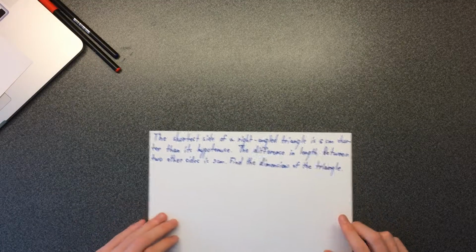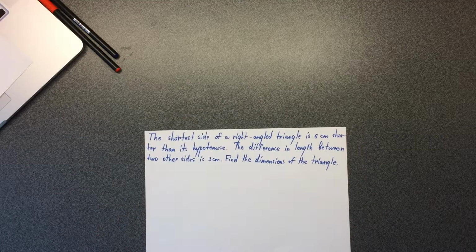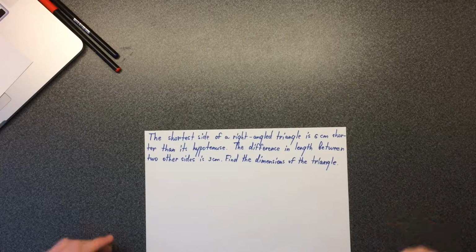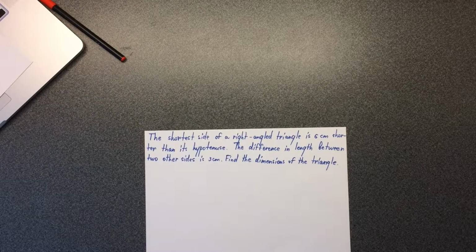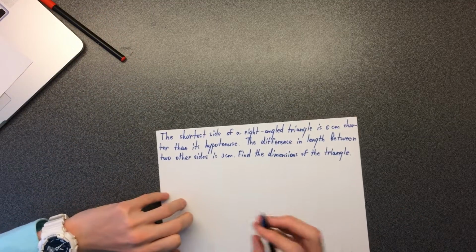Second example: the shorter side of a right angle triangle is 6 centimeters shorter than its hypotenuse, and the difference in length between the two other sides is 3 centimeters. We need to find the dimensions of the triangle. Again, in this example I will use the LEST method to solve this problem. For me it's very useful. I don't know how you find it, but it's really useful.